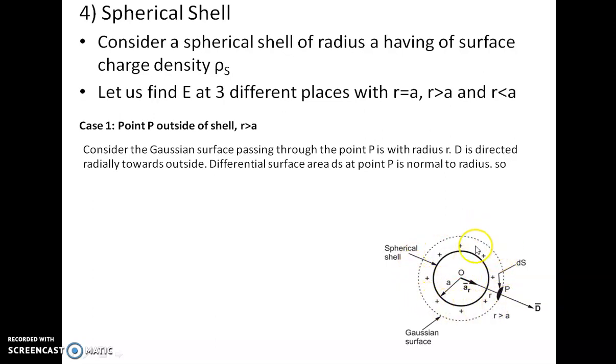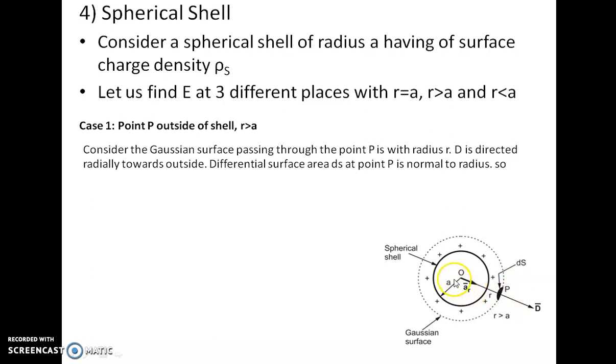Now we know that in a spherical surface, the electric flux density is always directed radially outward, so it is along the radius. The direction vector of D is a_r cap. Similarly, I am considering a small elemental surface area dS at point P, which is normal to this radial axis. So the unit vector normal to this elemental area is a_r cap.